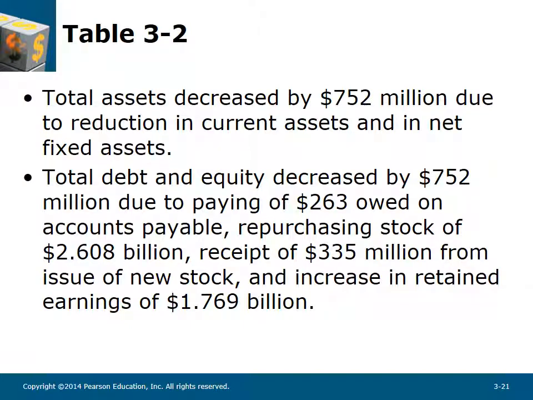So this company's total assets decreased by 752 million due to a reduction in current assets and net fixed assets. Their total debt and equity decreased also by that much due to paying off 263 million owed on accounts payable. They also repurchased stock of 2.6 billion, and they issued new stock for 335 million.